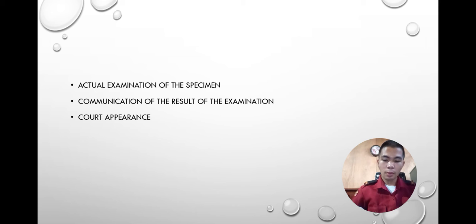Then number 8 is to examine urine samples or other body fluids for the presence of abused drugs. Then number 9 is to conduct research related to the cases being examined. Then number 10 is to testify and give expert opinion in court.